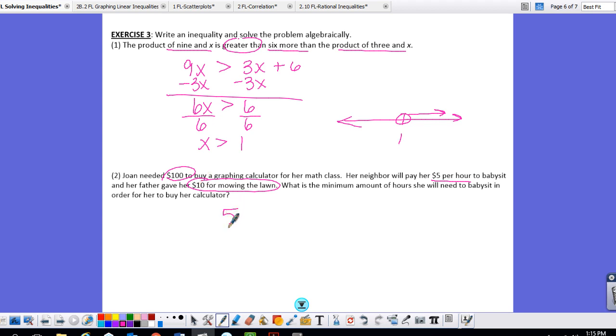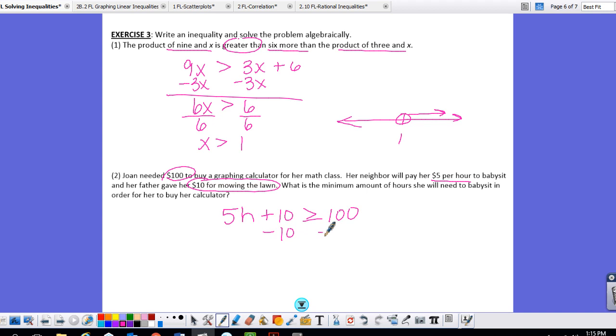Well, she's getting $5 for every hour. 5 times h is how much she's going to make babysitting. And then she's mowing the lawn, so she gets $10 for that. And she needs to have at least $100 to buy the graphing calculator. So we're going to say at least would be like greater than or equal to 100.